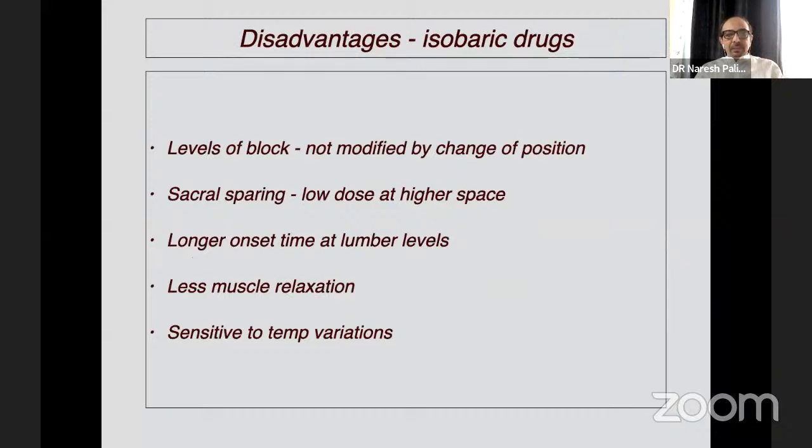Disadvantages of isobaric drugs: levels of block. There is some disturbance actually.